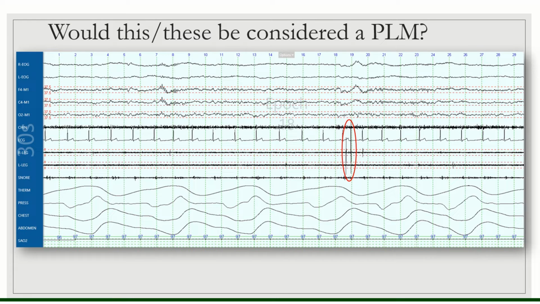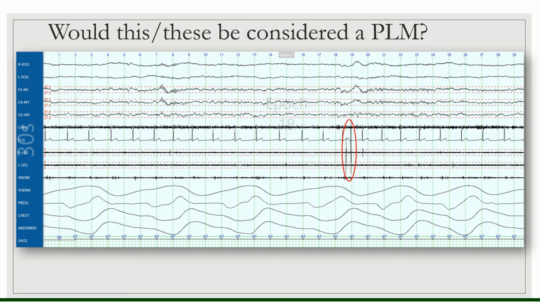All right, so would this or these be considered a periodic limb movement? What do you think? The answer is no. Although they exceed the amplitude requirement, so they're definitely above the 8 UV increase. Now this little dotted red line right here, it tells us whether or not we meet our 8 UV increase.